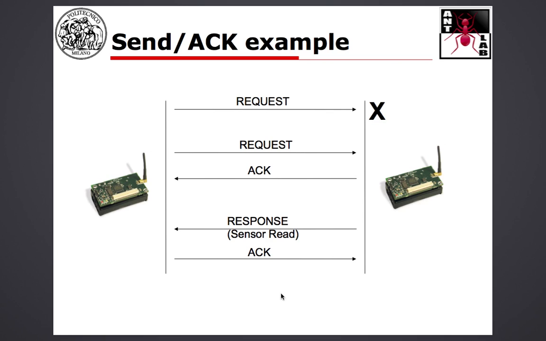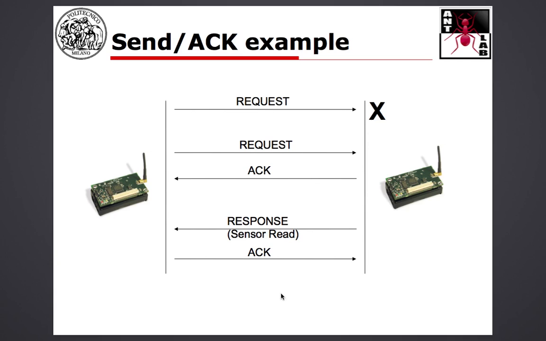Let me rephrase it again. So we have two nodes, and we would like to exchange some data between these two nodes. Okay. So the first one will try to contact the second node, and in order to be sure that this request message was correctly received, we will ask for an acknowledgement to be received by the transmitter. Okay. Are you familiar with the concept of acknowledgements, right?